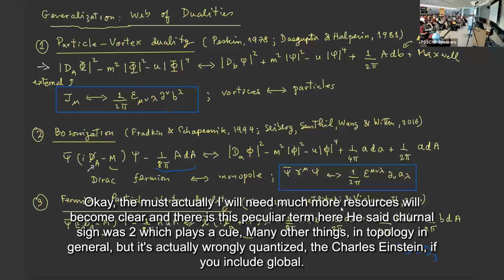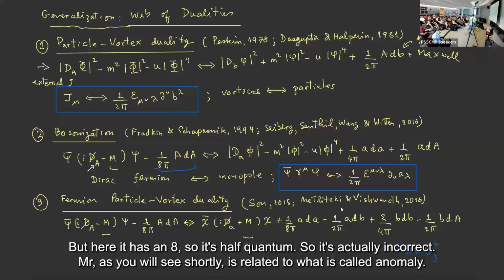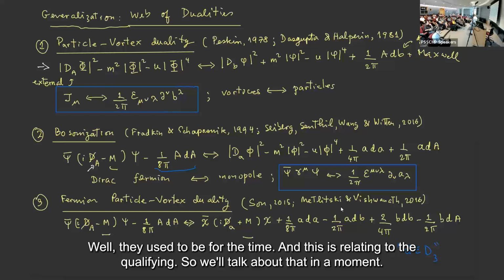It's a Chern-Simons term, which plays a key role in the theory of fractional statistics and many other things, and in topology in general. But it's actually wrongly quantized. For the Chern-Simons term, if you include global gauge transformations on a closed manifold, then the coefficient has to be an integer divided by 4 pi. But here it has an 8 pi, so it's half quantized. So it's actually incorrectly quantized. This term, as you will see shortly, is related to what is called an anomaly. In 2 plus 1 dimensions, there is no chiral anomaly because there is no chiral symmetry, but there is what is called a time reversal anomaly. And this is related to the Hall effect.